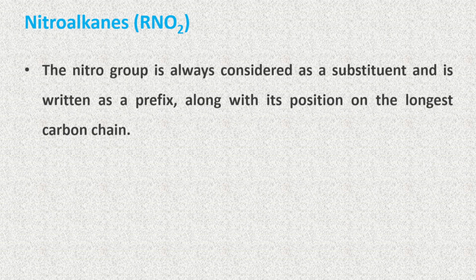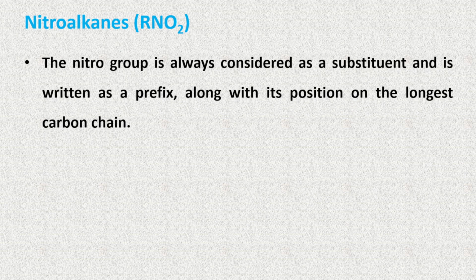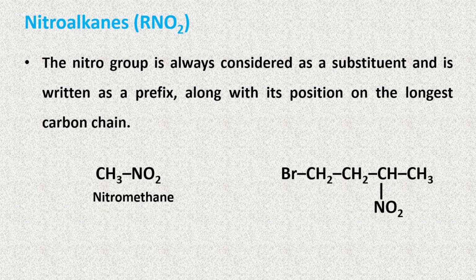Nitroalkane. The nitro group is always considered as a prefix, as it is always considered a substituent. For example, nitromethane. In the second compound, bromide will get the priority as the nitro group is always considered a substituent. So its IUPAC name is 1-bromo-3-nitrobutane.